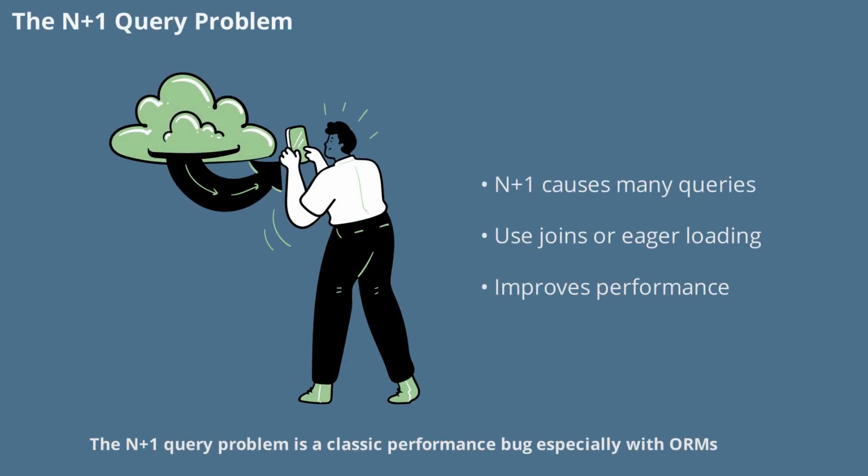The N+1 query problem is a classic performance bug, especially with ORMs. For example, you query a list of users, and for each user, the ORM fires a separate query to fetch their profile. This leads to a huge number of queries and slow performance. The solution is to use explicit joins or eager loading to fetch all necessary data in fewer queries. Recognizing and fixing N+1 problems is a must-have skill for backend developers.